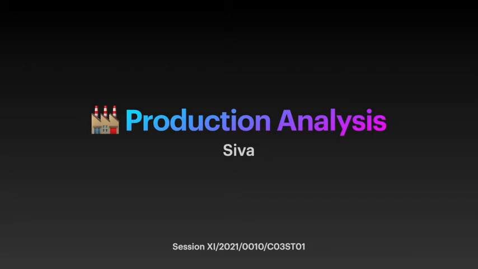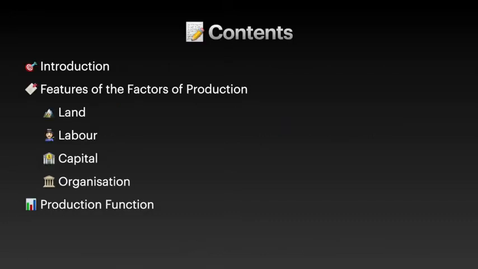The topic we are going to cover today is production analysis. The main objectives of this topic are to help us understand the various factors of production and their characteristics, to understand what is short-run production and what is long-run production, and finally to understand the concept of supply. In today's session, we are going to see what production is, what the features of different factors of production are, namely land, labor, capital, and organization, and we'll see about what the production function is.